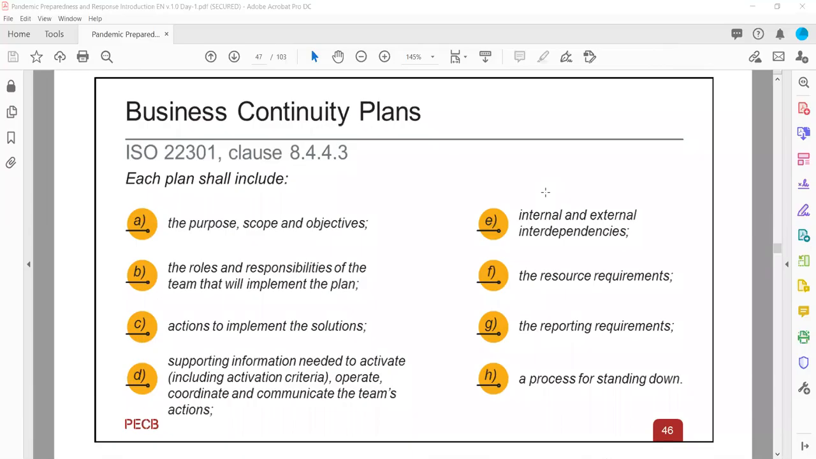And for the business continuity plans, each plan shall include: A, the purpose, scope and objectives; B, the roles and responsibilities of the team that will implement the plans; C, actions to implement the solutions; D, supporting information needed to activate, operate, coordinate, and communicate the team's actions. Then E is internal and external interdependencies, very critical, and this is coming back again to understanding the organization. F, the resource requirements; G, the reporting requirements; and H, a process for standing down.